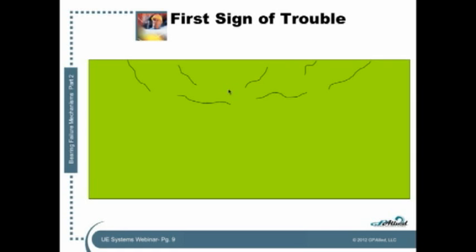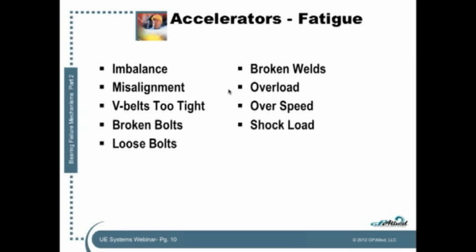So more on that failure propagation a little bit later. So you guys are obviously watching me and wanting to make sure that the slides move. So here we go. Things that we do as asset owners, and this was in the last presentation, that accelerate that fatigue are things like imbalance and misalignment, V-belts being too tight, broken or loose bolts, broken welds, overload, overspeed, shock load.